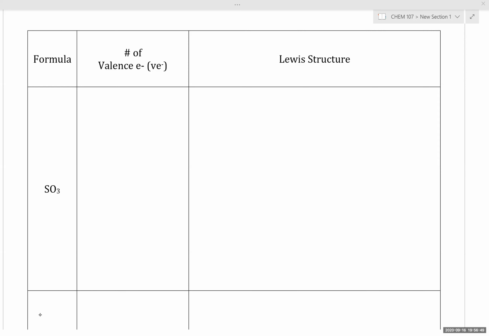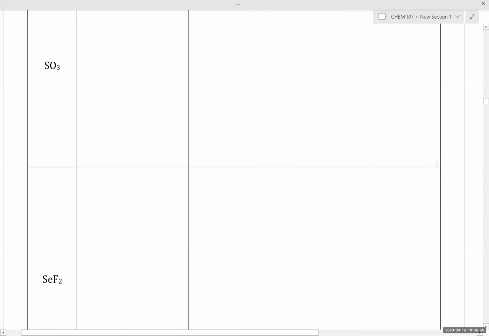So let's look at a few more examples. I'd like you to tackle and try to draw the Lewis structure for sulfur trioxide, SO3, and selenium difluoride. And we'll discuss these examples momentarily.